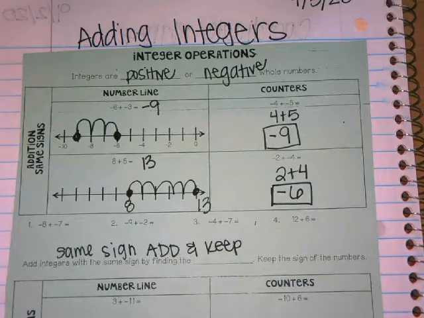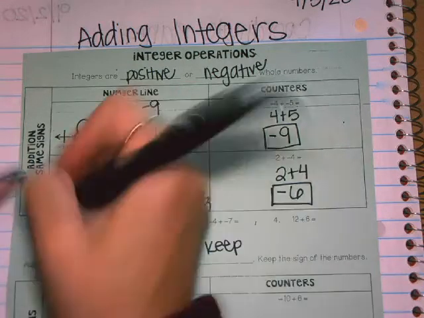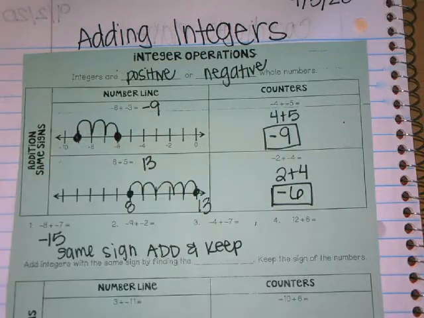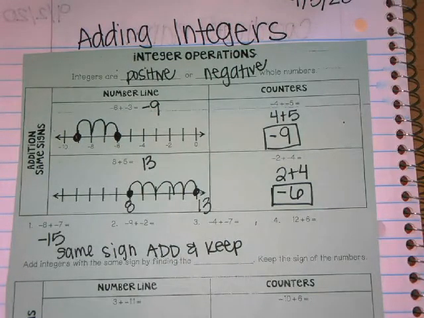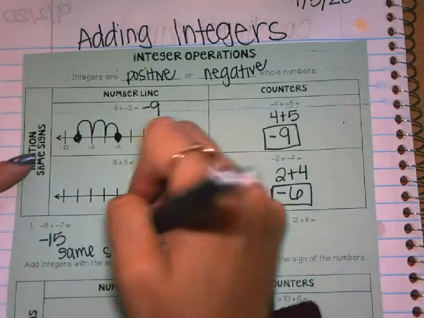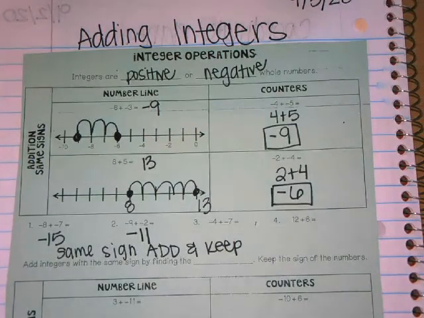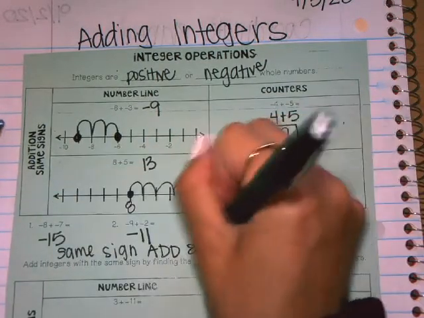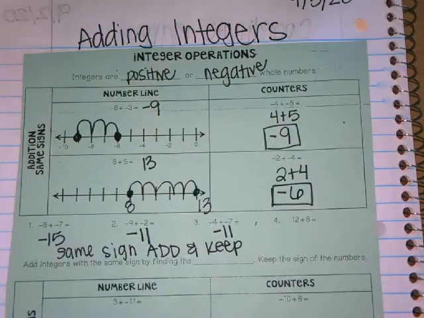Okay? Number 1, everyone, what is number 1? Negative 15, excellent. Number 2, what is it? Number 3. Number 4.